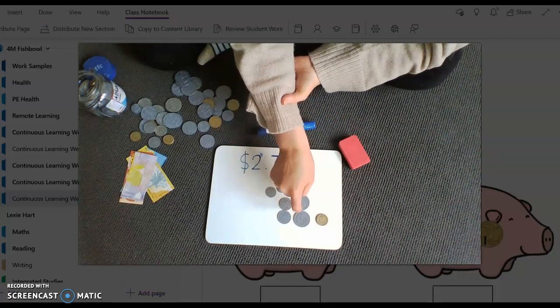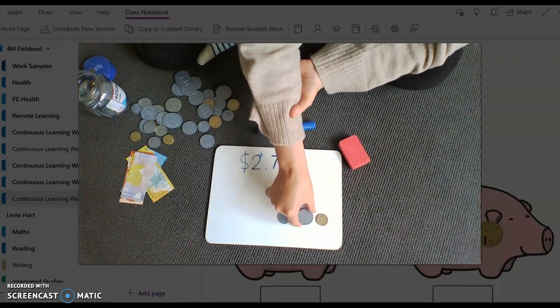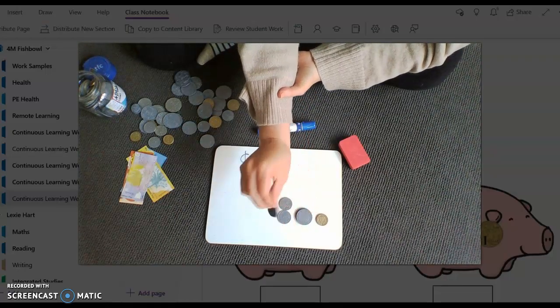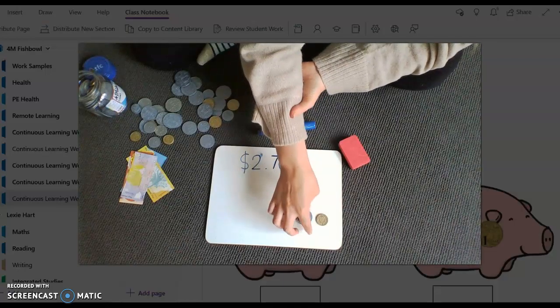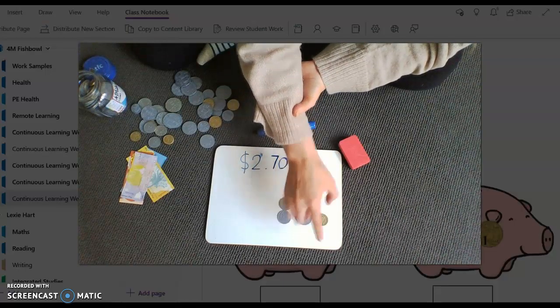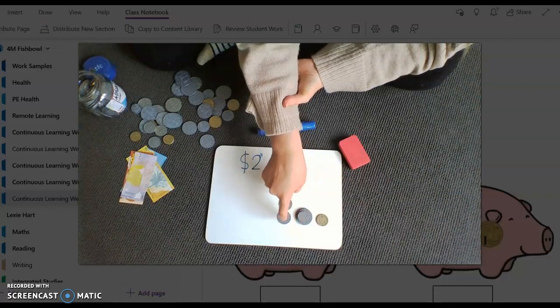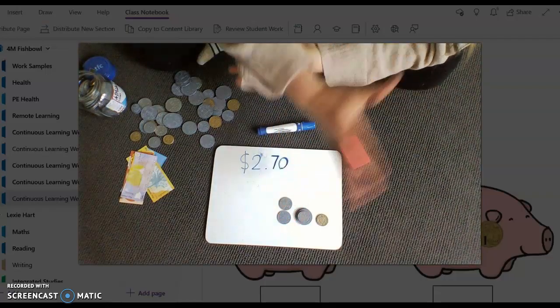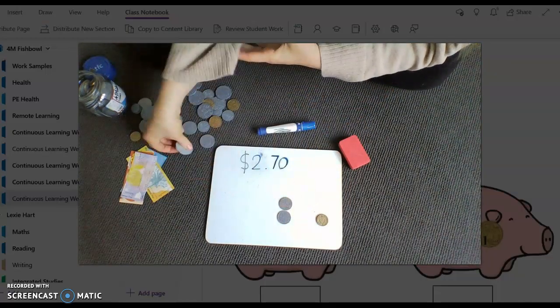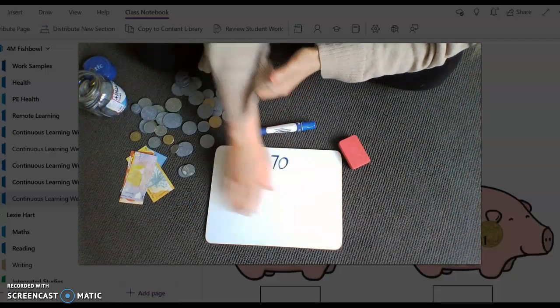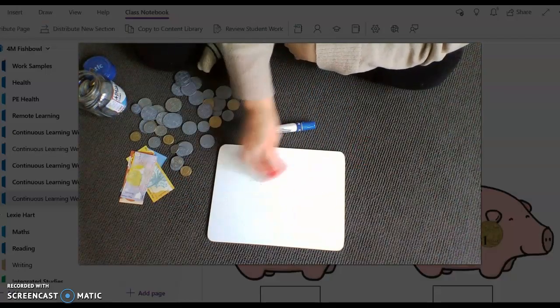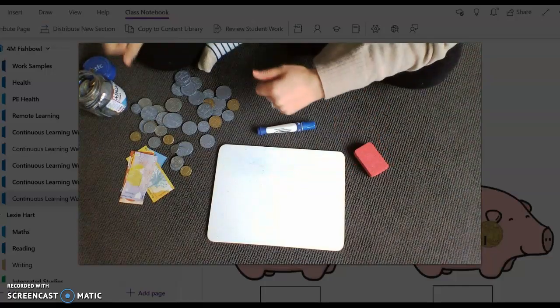I could have gone 20 plus 20 is 40. And I'm going to carry these 2 5 cents over here to make 50. So now I've made 50 cents. $2, 50, 60, 70. It's just another way of doing it. Sometimes people count money by building it to either a dollar or to 50 cents. Let's do one more with the coins.